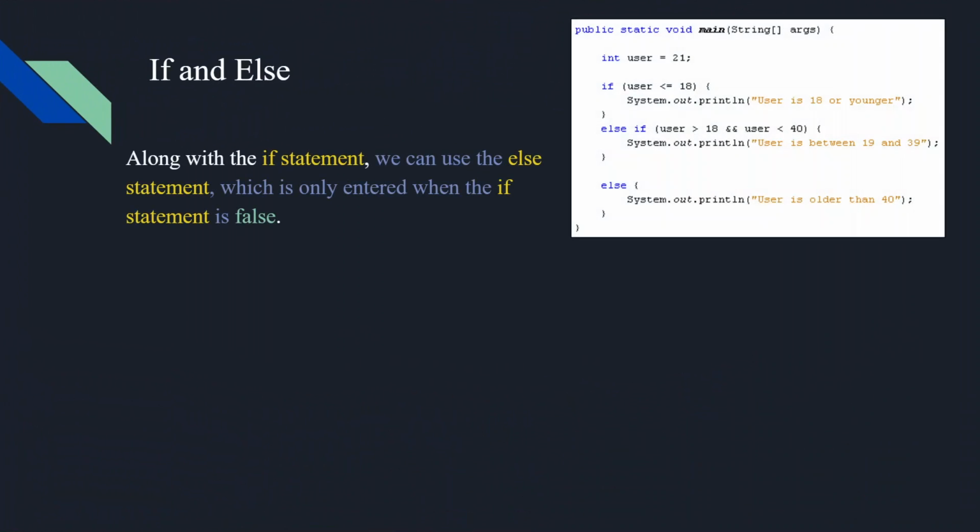Next, let's go more in depth with if and else. An example of these can be seen to the right, where a condition is passed in the parentheses of an if statement, and the code between the curly brackets is a block which is run only when the condition is true. Along with the if statement, we can use the else statement, which runs a block of code only when an if statement is false.